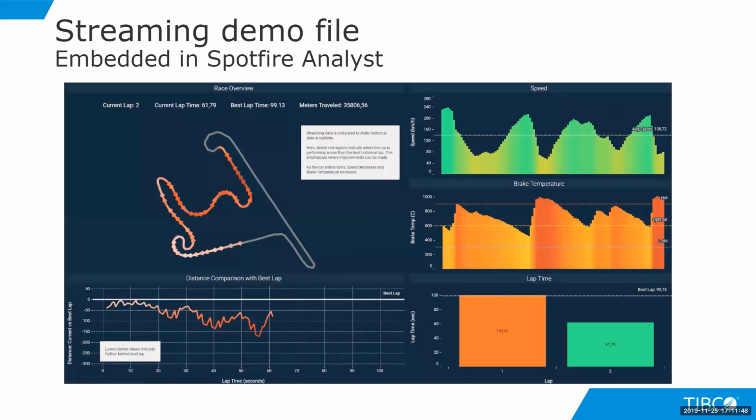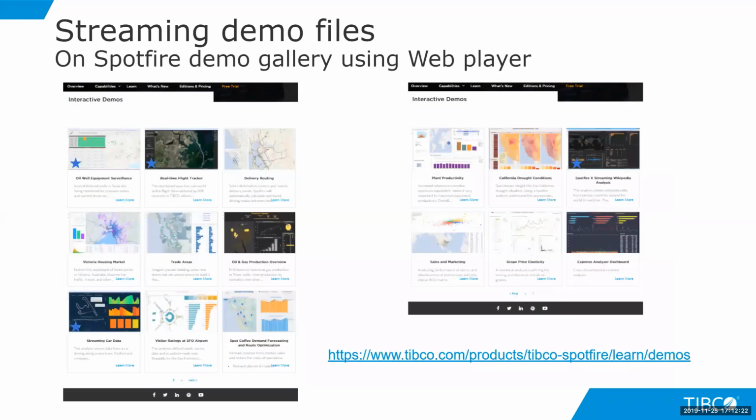To make it easy for anyone to see how streaming data in Spotfire works, we've added a demo file embedded in Spotfire Analyst. It's essentially a car running around a track, and there is a comparison with historic data as well to judge whether it's a good lap or a bad lap. Since we also introduced streaming data now in the Spotfire web player, we've also introduced additional demo files in the interactive Spotfire demo gallery.